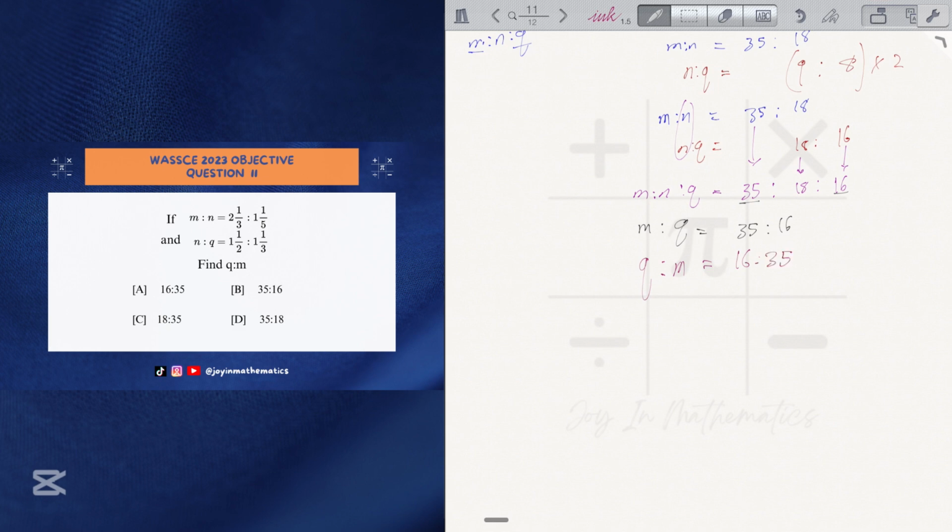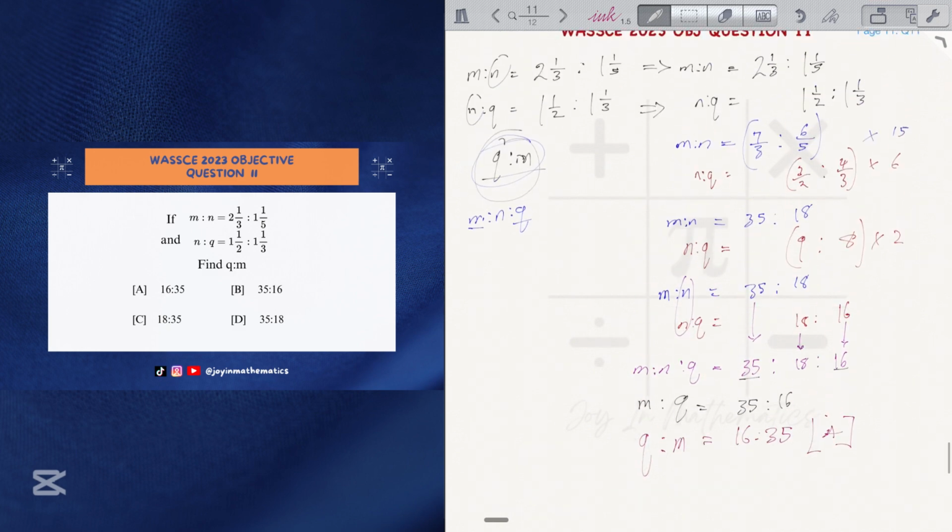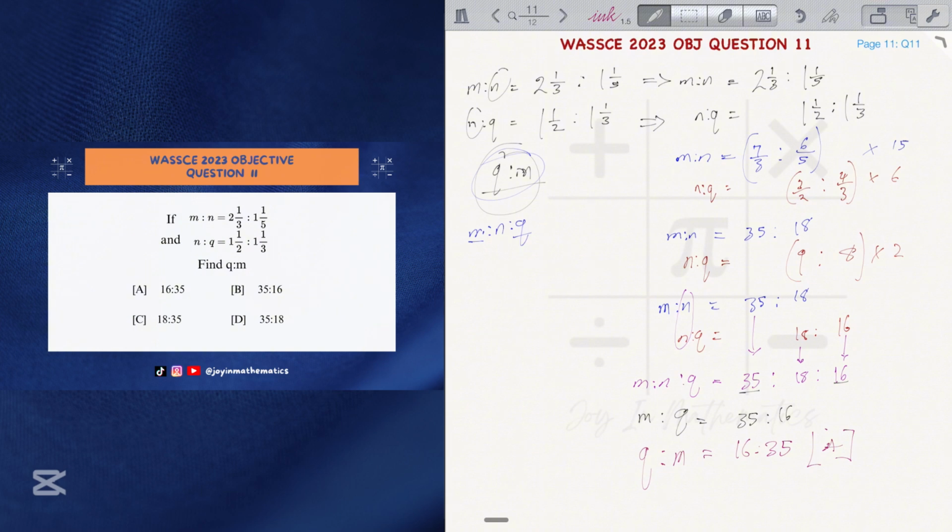16 ratio 35 is equivalent to option A. So we can see now, we started with m ratio n and n ratio q, combined them together in such a way that we made n equal. So we have 18, 18. We combine them to have m ratio n ratio q, and we have m ratio q, and now we have q ratio m.